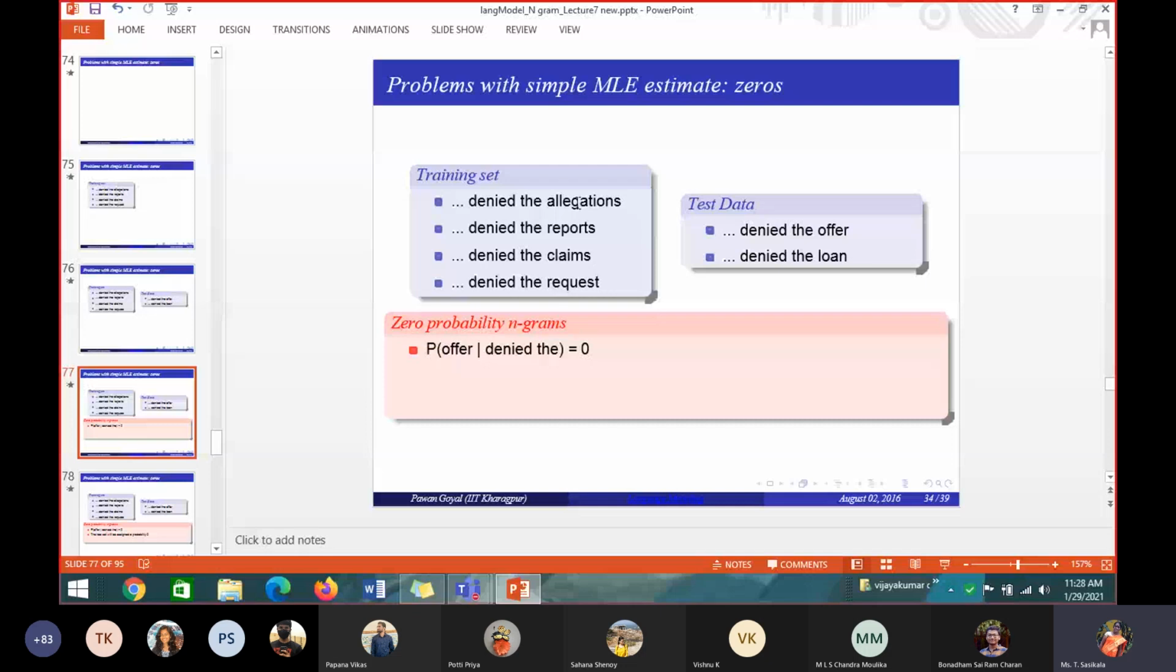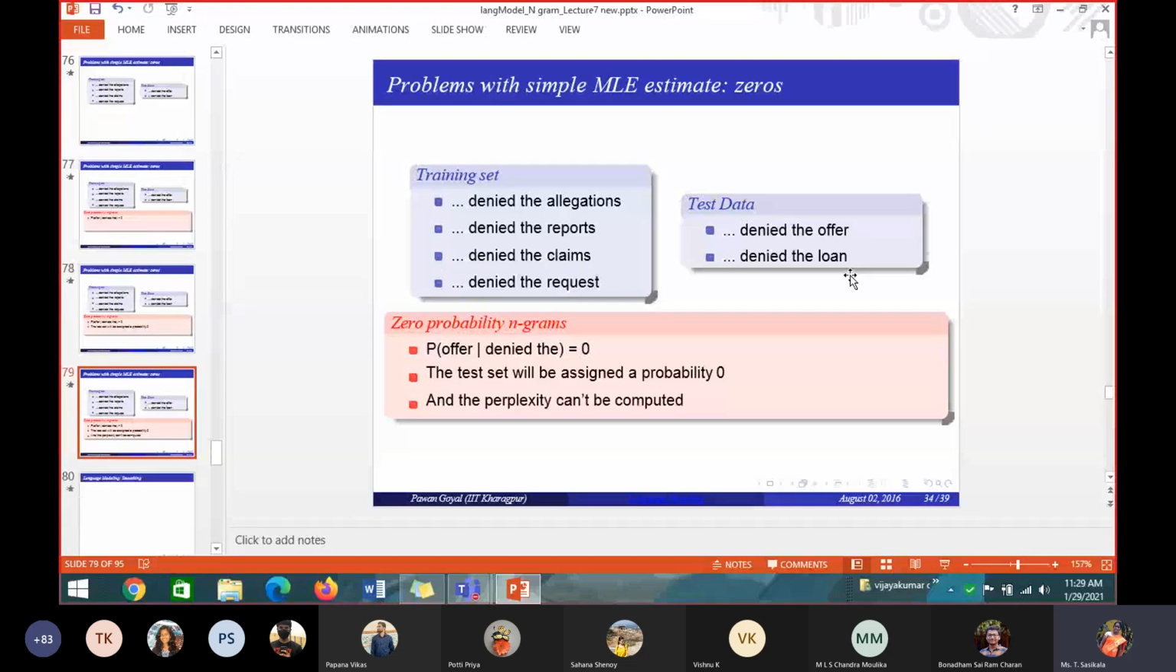Denied the offer, is it there in my training data set or not? No. So what will be the occurrence? 0. 0 probability. Denied the loan as well. So the test data will be assigned a probability of 0, and the perplexity we cannot compute. So for that purpose, we go for a smoothing technique.